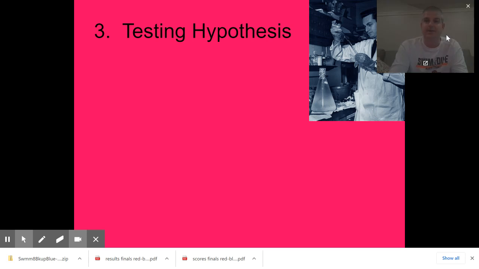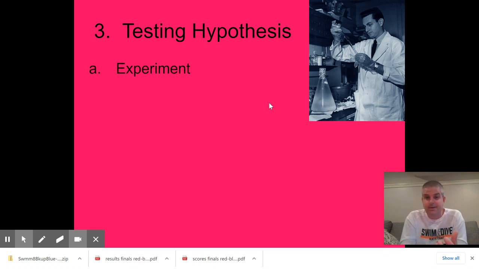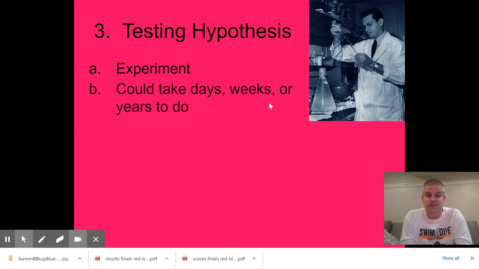After that, you're going to test your hypothesis, and that's the cool part. You actually do the experiment, whether you're hooking people up to electricity to see what will happen to them. An experiment could take minutes. It could take days. It could take weeks. It could take years to do. Like, let's say we're researching the effect of public schools on children. Well, if we start in kindergarten and we study the same group all the way through till they graduate high school, man, that's 13 years. And that's a long time.